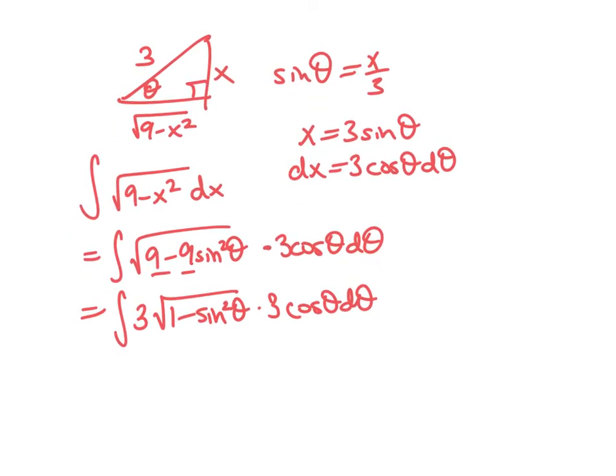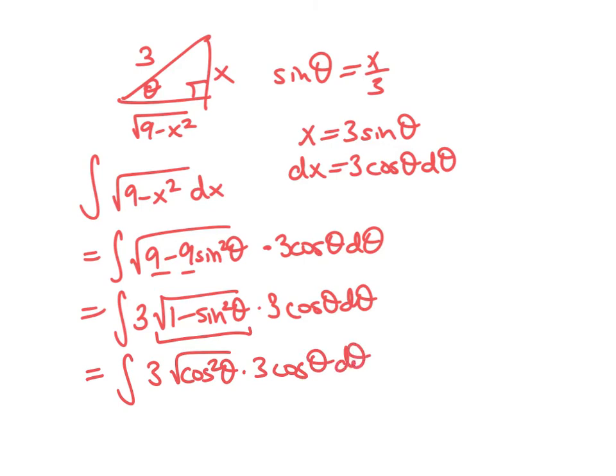So now we would like to get it all in maybe one term. So what can we do here? Well, this is just cosine squared theta on the inside, right? 1 minus sine squared theta, via the Pythagorean identity. So we have 3 times the square root of cosine squared theta times 3 cosine theta. Well, the square root of cosine squared theta is cosine theta, and so this turns into 9 cosine squared theta d theta.